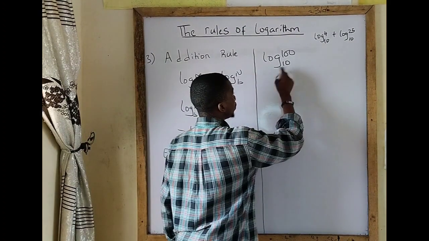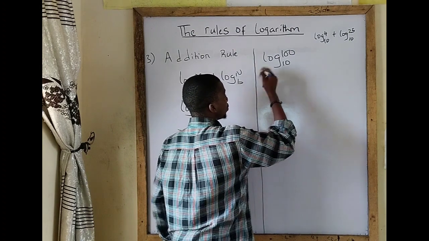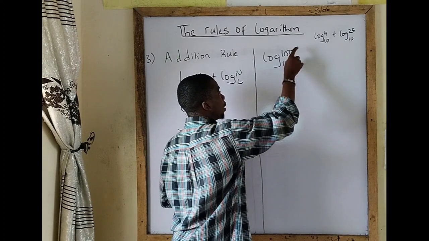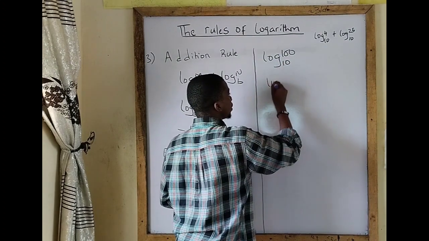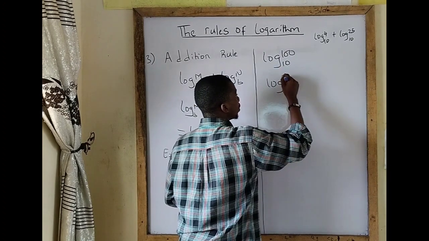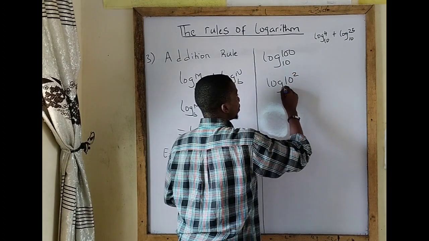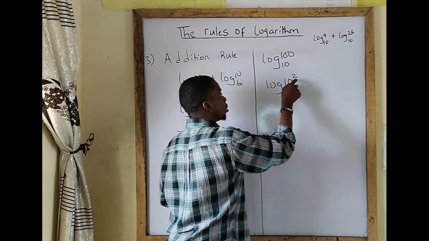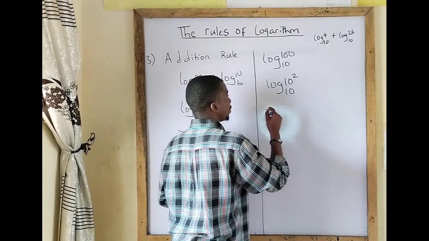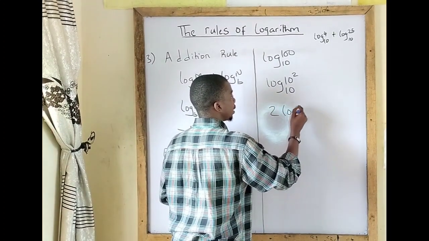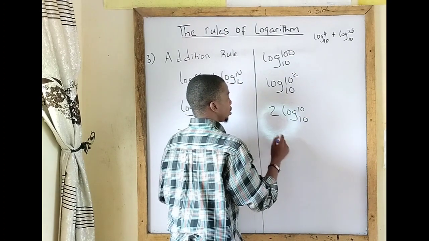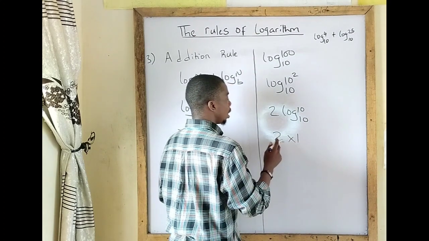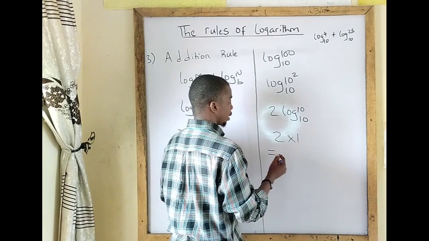So if we solve this log, we know that if we write 100 in its index form, this is log 10 raised to the power of 2, base 10. Then we apply the power law here, we use the power to multiply the log, we have 2 log 10 base 10. Log to its own base is equal to 1, so we have 2 times 1, and 2 times 1 is equal to 2.